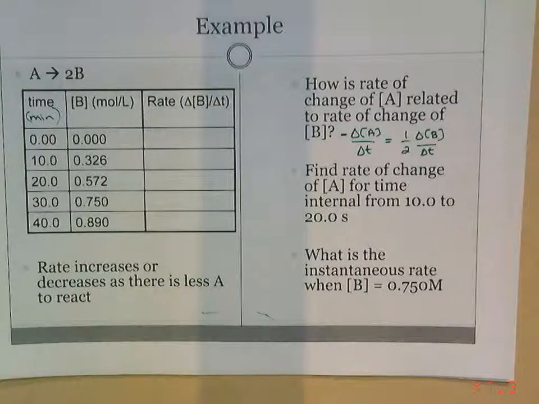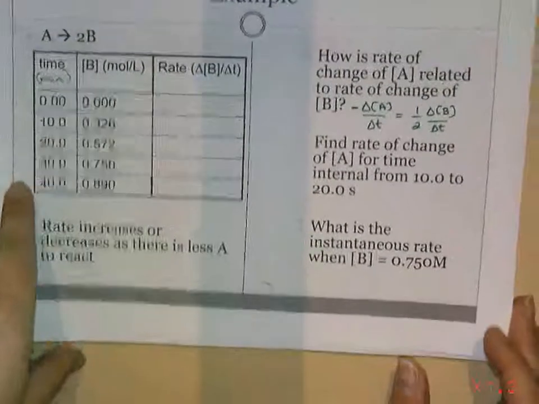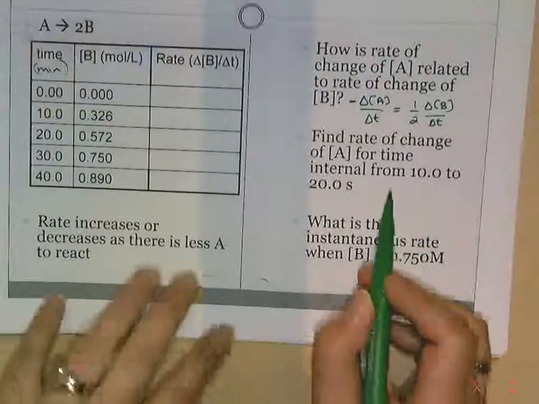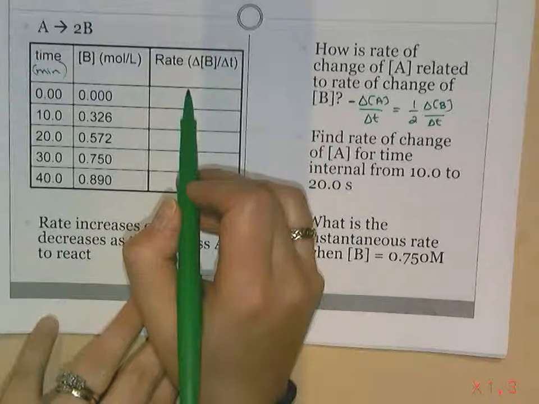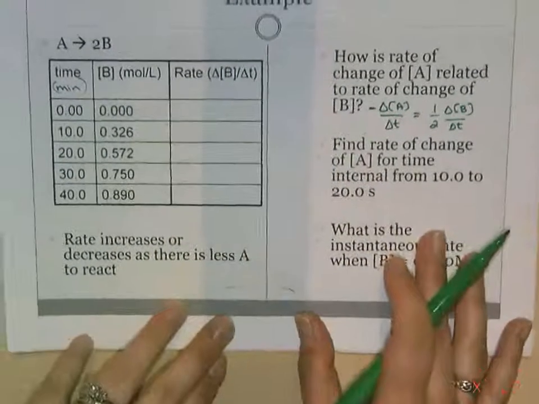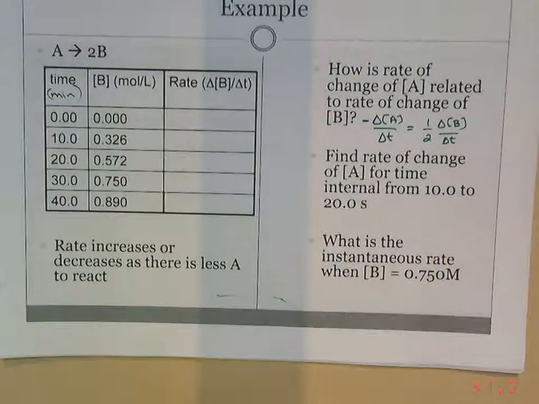Well, what I need to do in order to answer this part, the rate of change for A, is I need to figure out the rate of change for B. Right? Because I collected B data. So what we want to do is we are going to find the average rate over a period of time. So if you don't have your calculators out, go ahead and fish them out, because we'll need them.